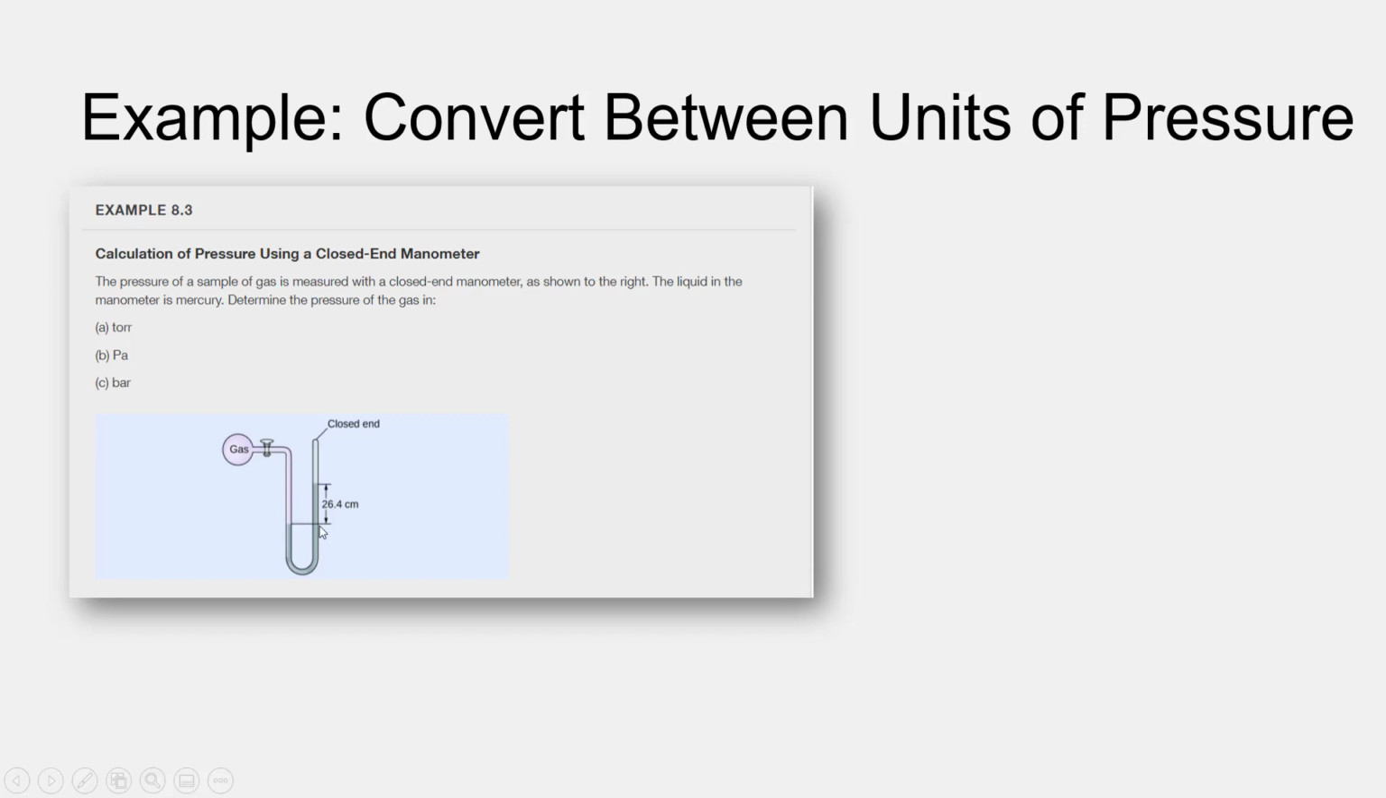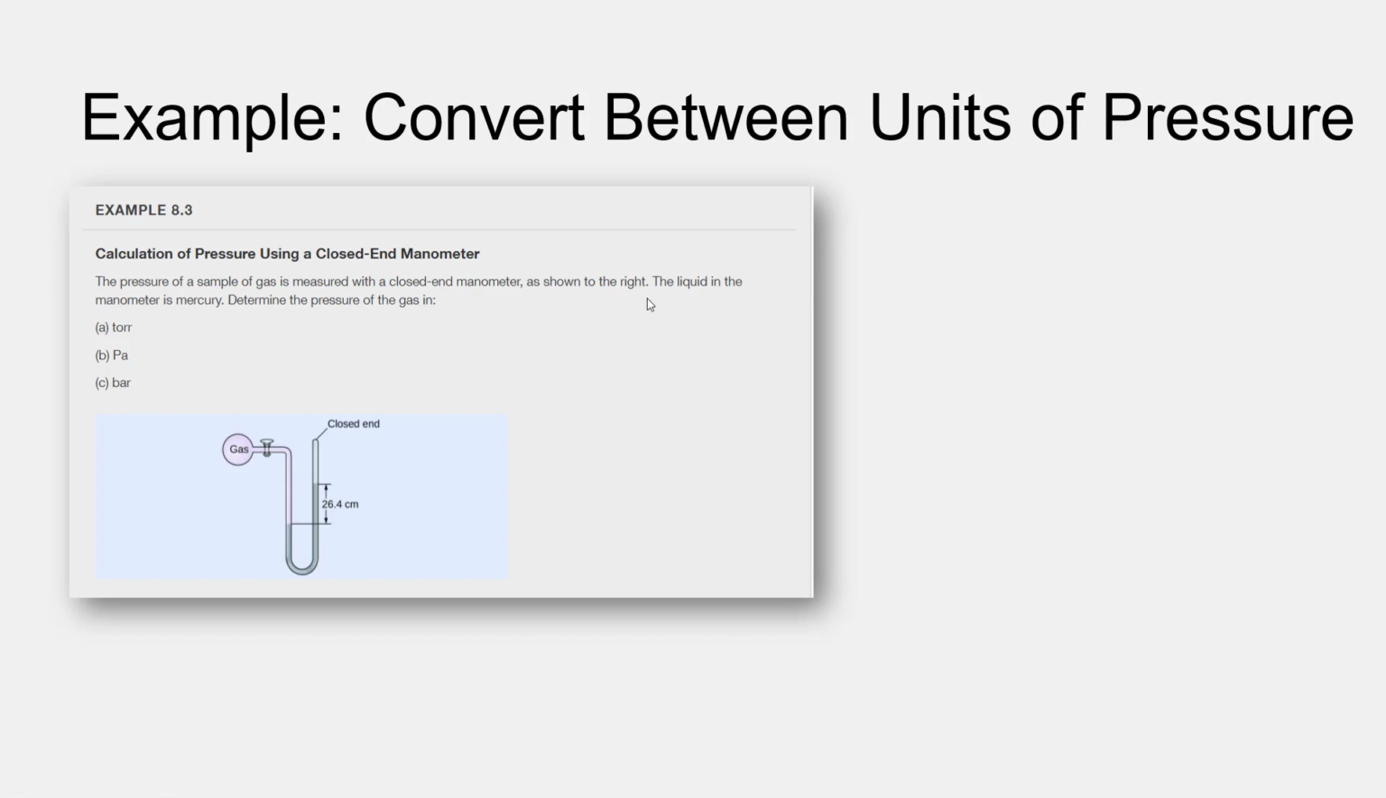So originally, before the gas sample was open, the mercury reservoir height was here. When the stopcock is open and gas is allowed to flow into the system, that actually raises the height of the mercury reservoir from here to here, increasing the height of the mercury by 26.4 centimeters. So the key thing about the manometer is that the gas in the vial has a pressure equivalent to 26.4 centimeters of mercury, and we would like to convert that into torr, Pascal, and bar.